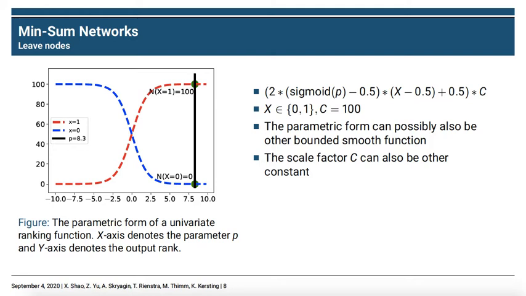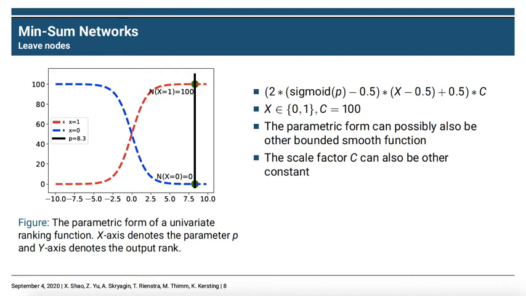We set it to 100 here, but you may choose other constants for it. So this function we choose is basically a linearly transformed sigmoid function, and we choose it because it is smooth and differentiable. So this makes optimization easier. But in theory, you may also choose any other function form that satisfies the aforementioned conditions for ranking functions.